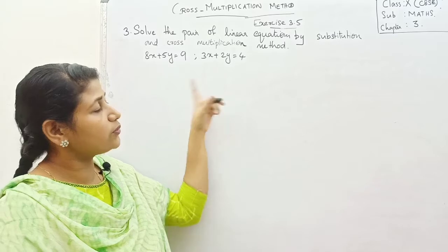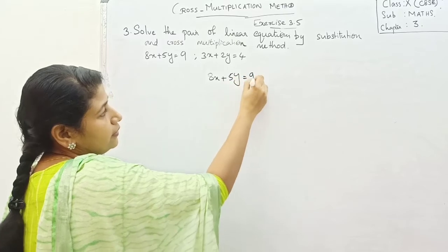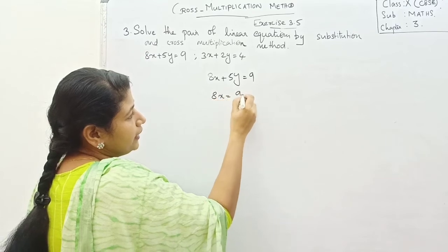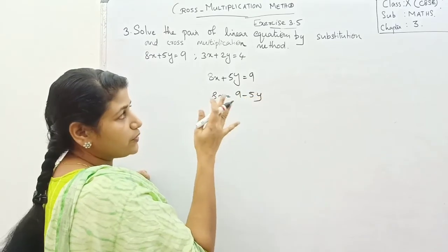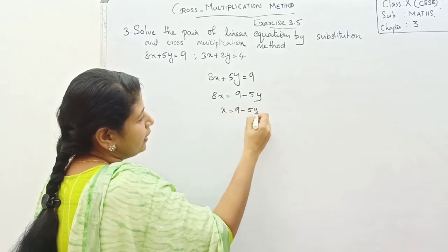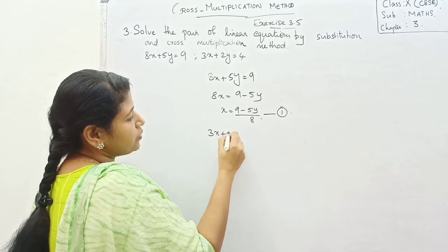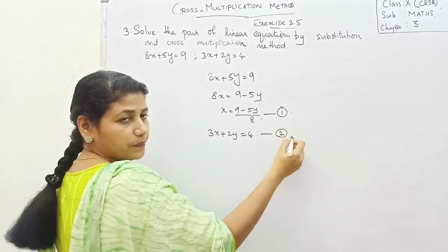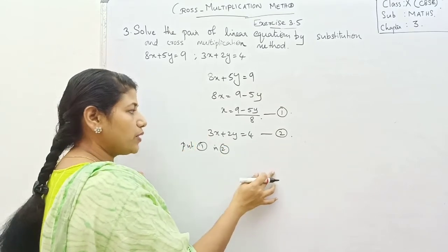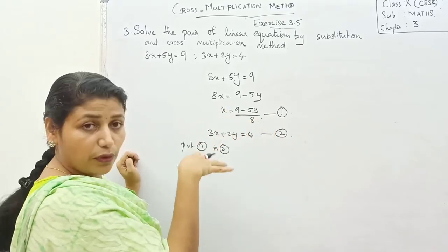For that we are taking these two equations as 1 and 2. So 8x plus 5y equal to 9. And we can write 8x is equal to 9 minus 5y, isn't it? We have to substitute any one of the variables into the other, isn't it? x equal to (9 minus 5y) by 8. So this is our first equation. And what about the second one? 3x plus 2y equal to 4 is our second equation, isn't it? Put 1 into 2. So in the second equation we have x and y, and in the first equation only y is written in the form of x.